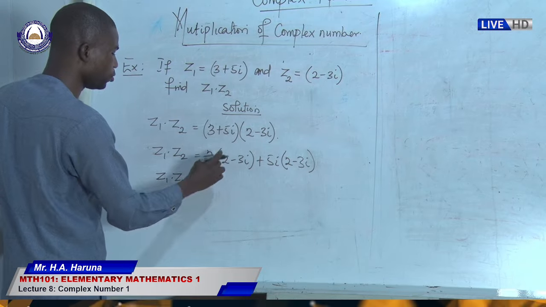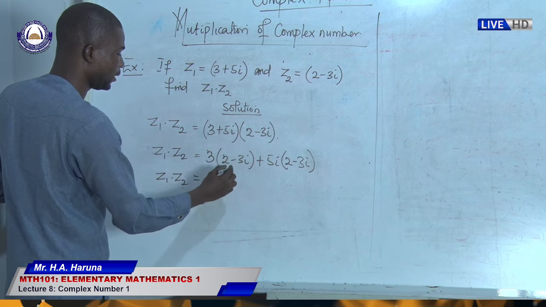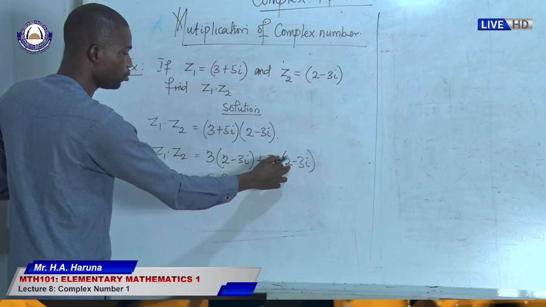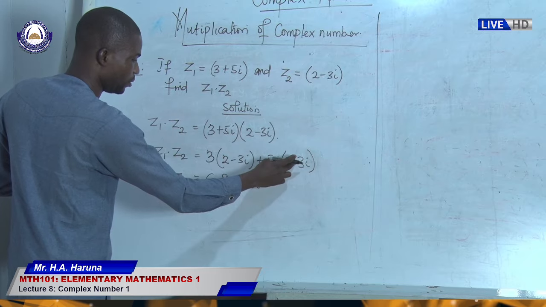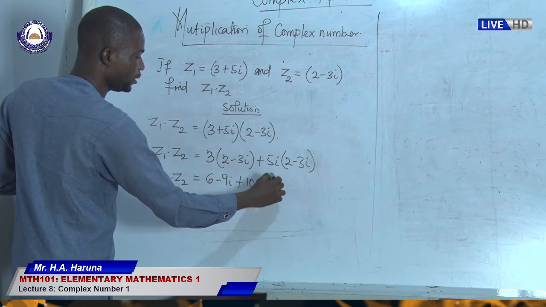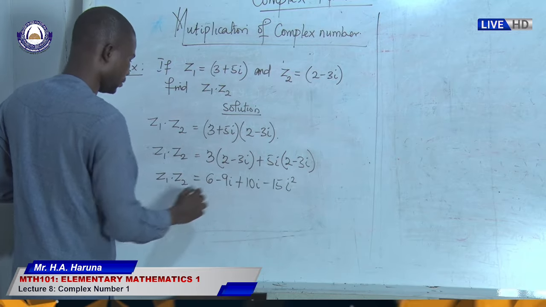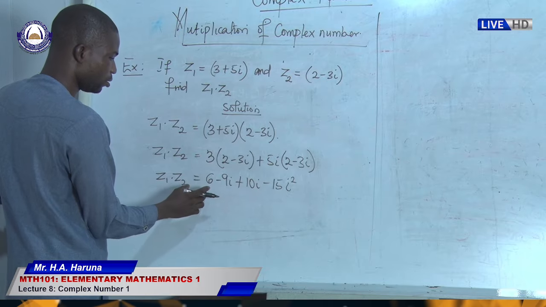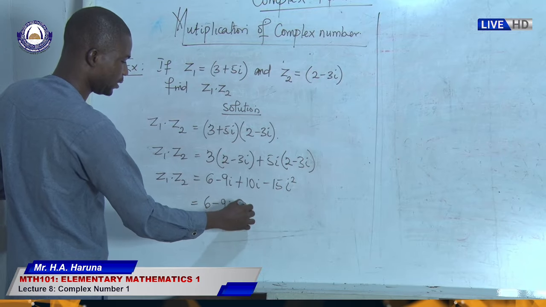Now 3 times 2 gives us 6. 3 times 3 gives us 9i. Also 5 times 2 gives us 10i. Then 5 times 3, remember this is negative, so you have 15i squared, because i dot i gives us i squared. Now equal to 6 minus 9i plus 10i.